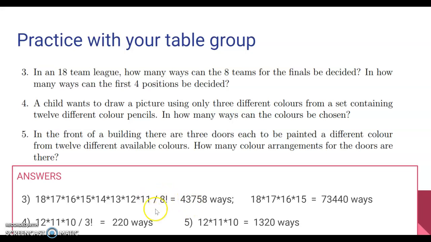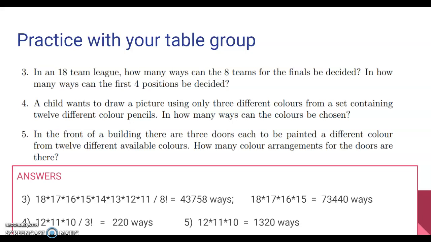So we have to divide out all of those different situations where the same 8 teams made it. They just sat in different parts of the bracket. It's still the same people in the finals. So we have to divide by that 8 factorial. That results in 43,758 ways to organize those 8 teams for the finals. 8 teams out of the 18 are going to make it to the finals.